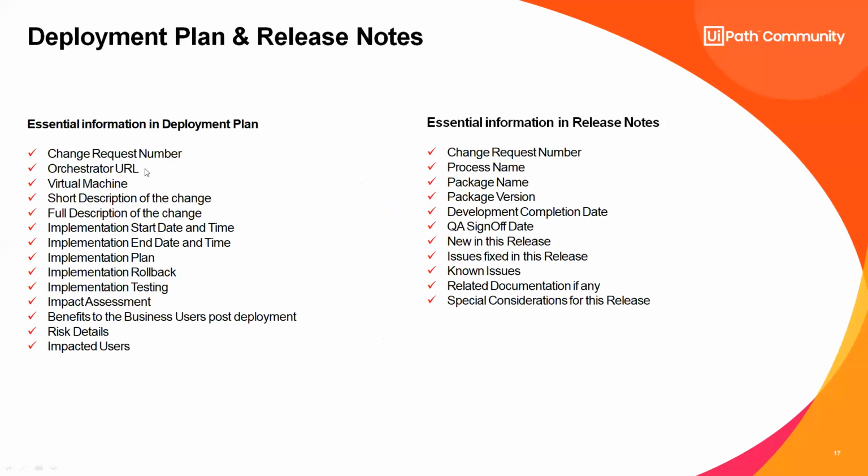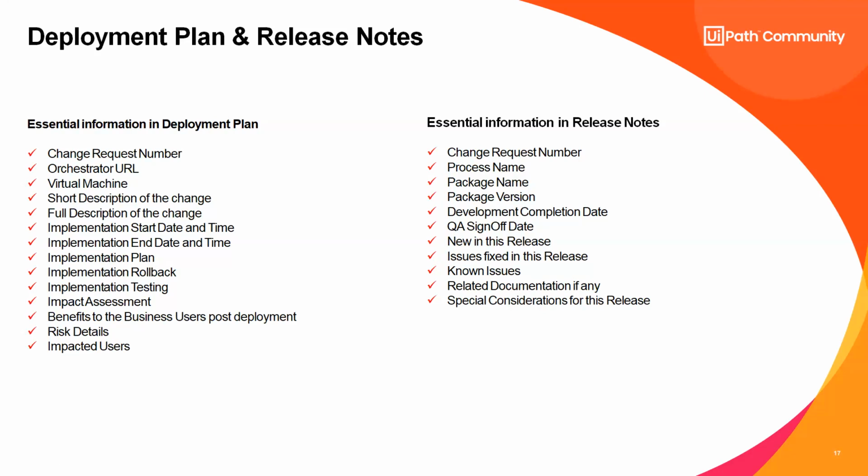In some scenarios, you will have the cloud one, and in some cases you might have the on-prem one. There are some scenarios where you can have both. And then the virtual machine or the physical machine where your code is going to be deployed, the short description of the change, and then the full description of the change, the implementation start date and time, when you are going to start the deployment, and when you are going to end the deployment, the expected end date and time. Usually it won't take more than 1 hour for the deployments if they are automated ones. So the implementation plan: how are you going to implement this change?